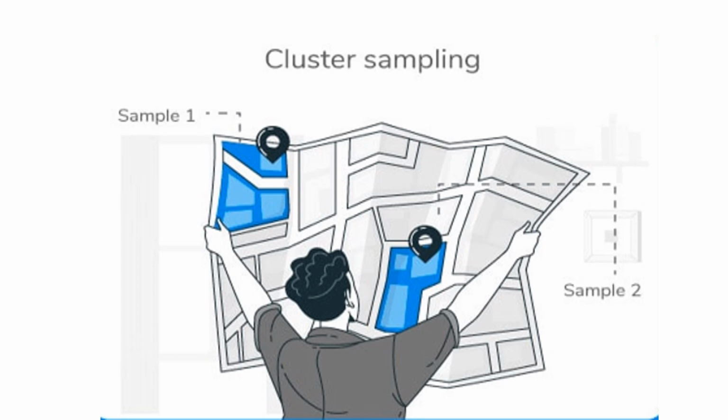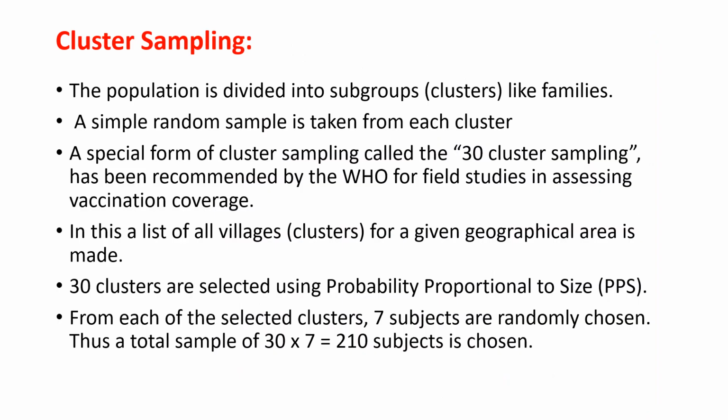Cluster sampling is basically looking at groups that are naturally occurring. They are naturally part of that geographical area. More like families. A simple random sample is then taken from each of those naturally occurring clusters. A special form of cluster sampling called the 30 cluster sampling has been recommended by the World Health Organization for field studies in assessing the vaccination coverage.